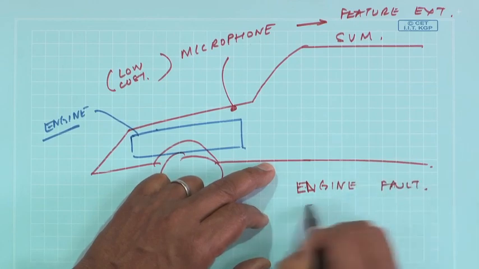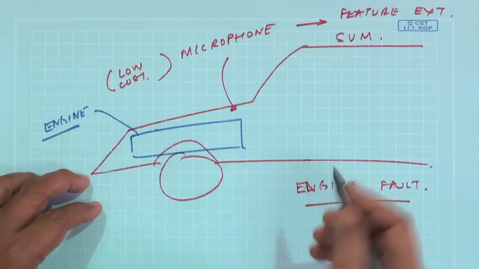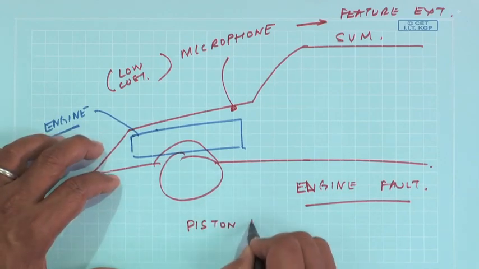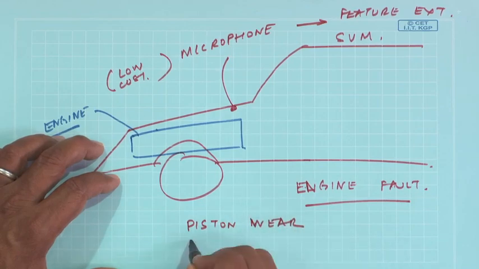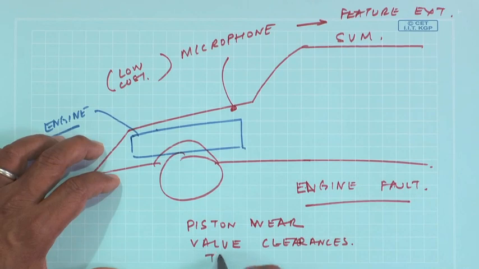Because this is very cost effective. A driver, if he or she is not experienced, may not right away feel the loss in power because of some malfunction in the engine, but this abnormal change in the noise characteristics is a good indicator of what kind of faults would have occurred in this engine. Of course, I am not going into the details of the engine. For example, there could be piston wear, valve clearances, tappet noise.